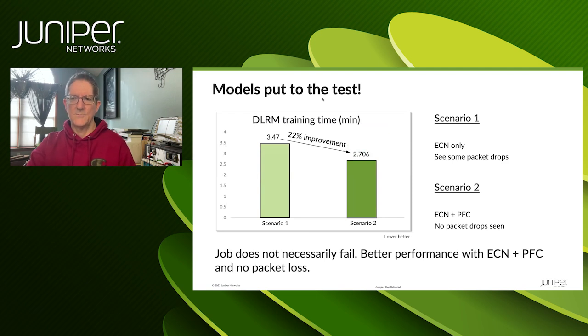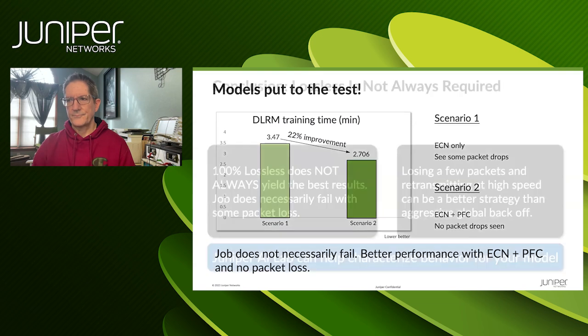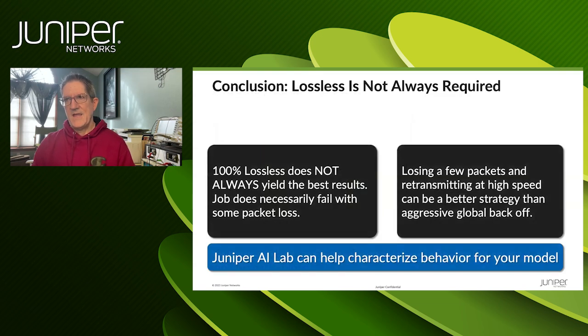We use DLRM, and this is a recommender model. We ran it, same scenarios, ECN only in scenario 1, full lossless in scenario 2. And in this case, we saw a 22% improvement in job completion time. And so what this really tells us is that there is no one size fits all with some of these settings. It really depends on the model that you're running and your use case as to whether you need a 100% lossless network. So you'll hear all the time that you need 100% lossless, but that does not always give you your best results.